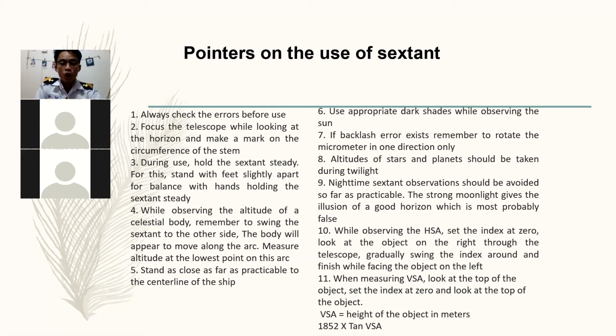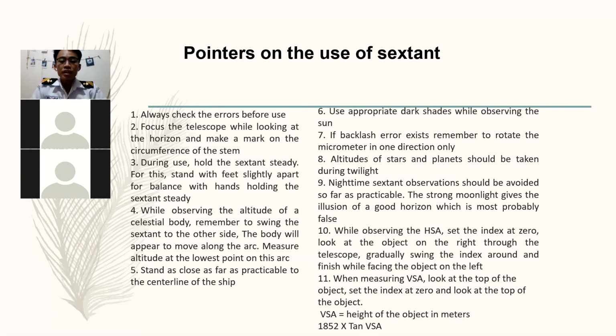Number ten is while observing the HSA, set the index at 0. Look at the object on the right through the telescope. Gradually swing the index around and finish while facing the object on the left.